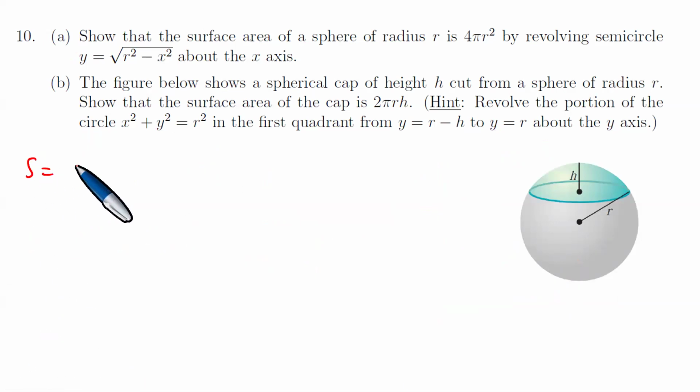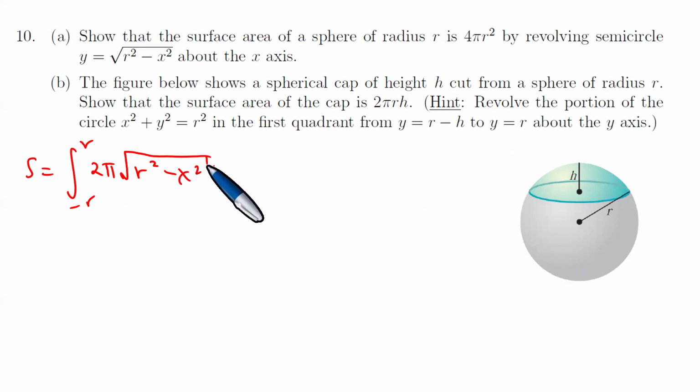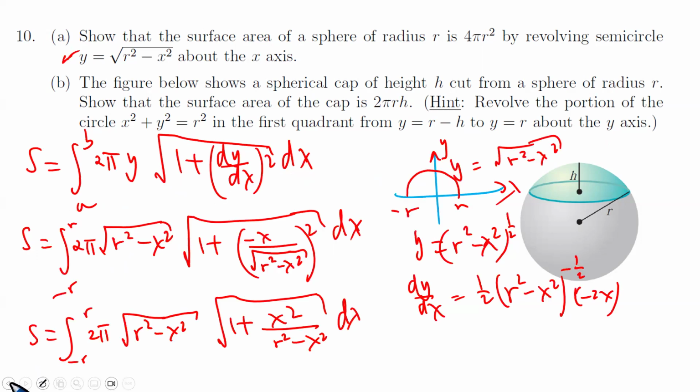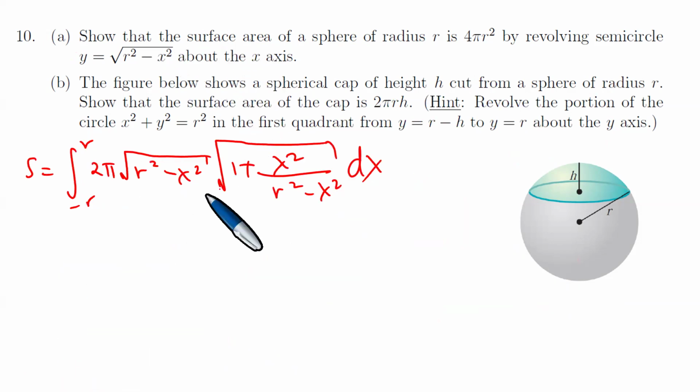So now S equals the integral from minus r to r of 2 pi times the square root of r squared minus x squared, then the square root of 1 plus x squared over r squared minus x squared, dx. Take a look, it's 1 plus x squared over that. So this becomes sort of the surface area. Okay, so now we can do the same. We always do the same.